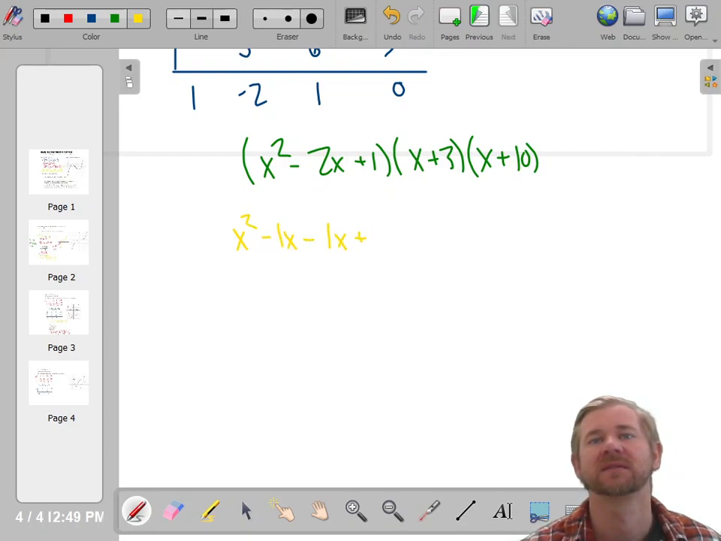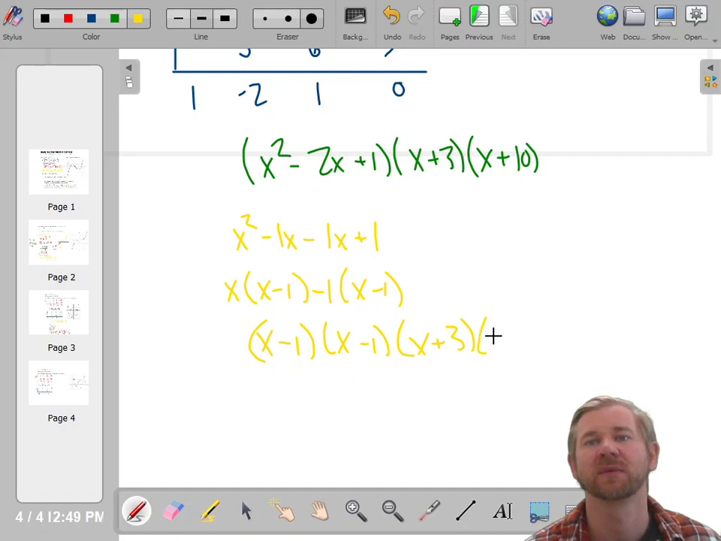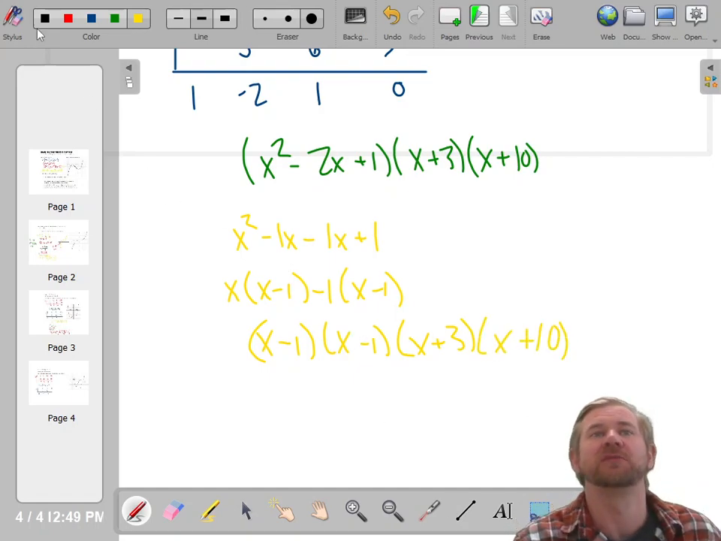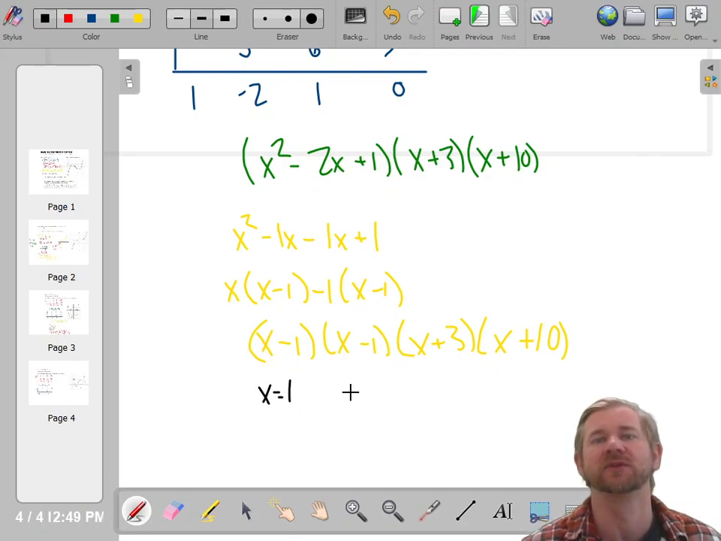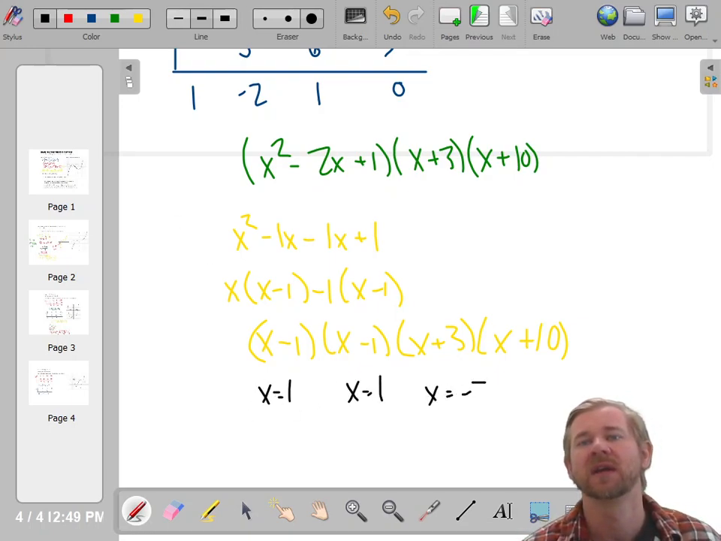Yes. Negative 1 and negative 1. That multiplies to 1 and adds to negative 2. So I have x minus 1, x minus 1, x plus 3, x plus 10. So we said if it's degree 4, there should be 4 zeros. You're like, well, okay, x equals 1, x equals 1, x equals negative. Wait, why did I list it twice?